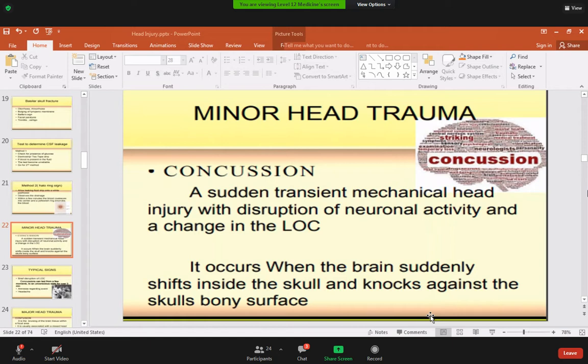Now, can anyone tell me what is a contrecoup injury? You have already studied this in your anatomy as well as in your physiology, so you should know this. That's why I'm not going into the detail of it. What is a contrecoup injury?